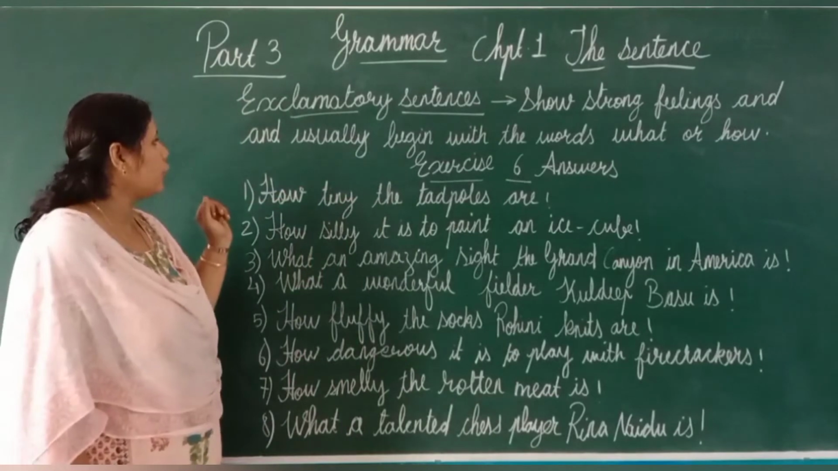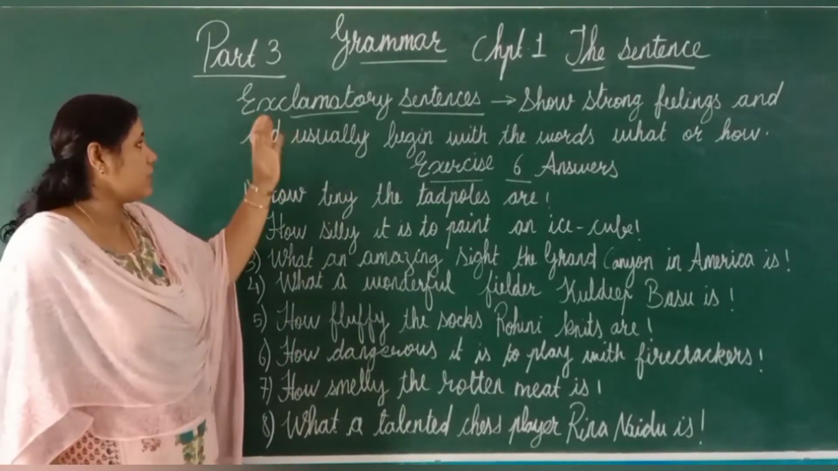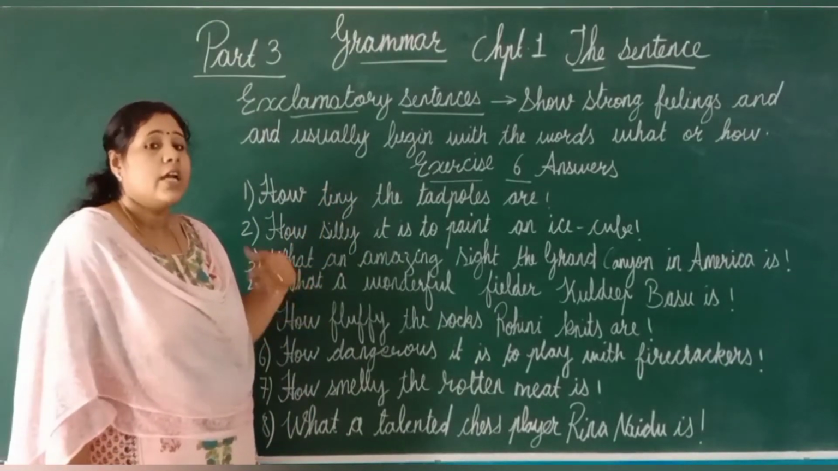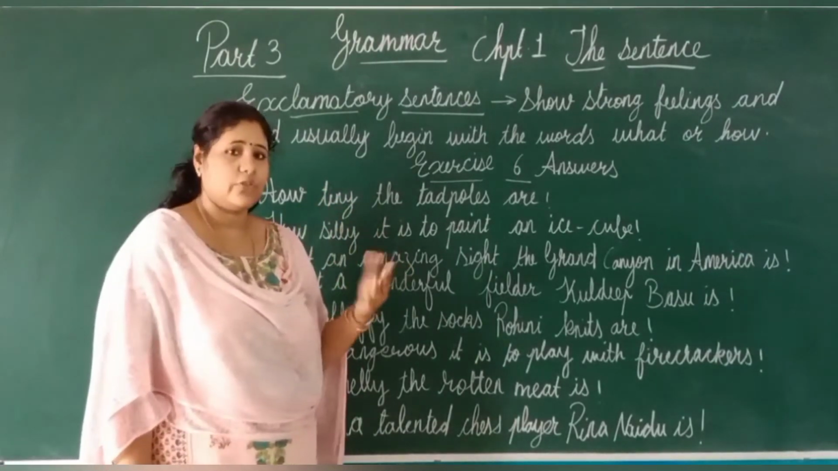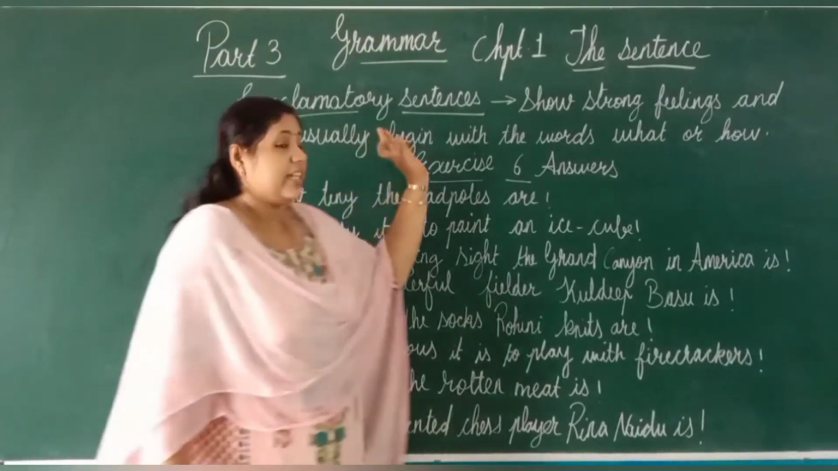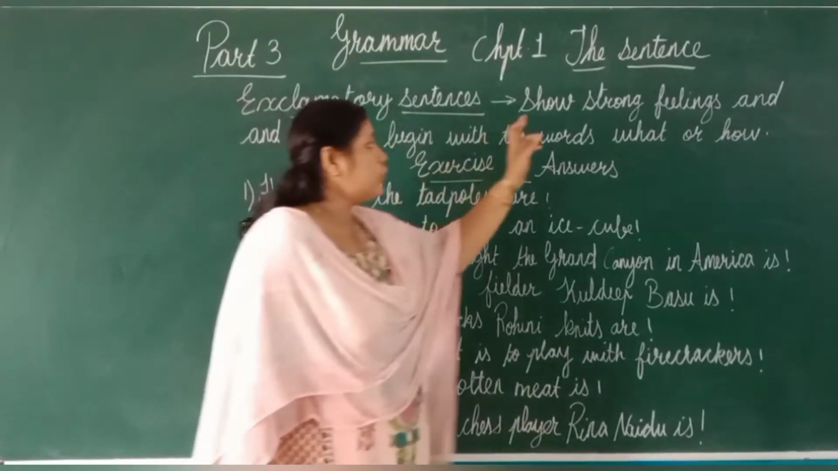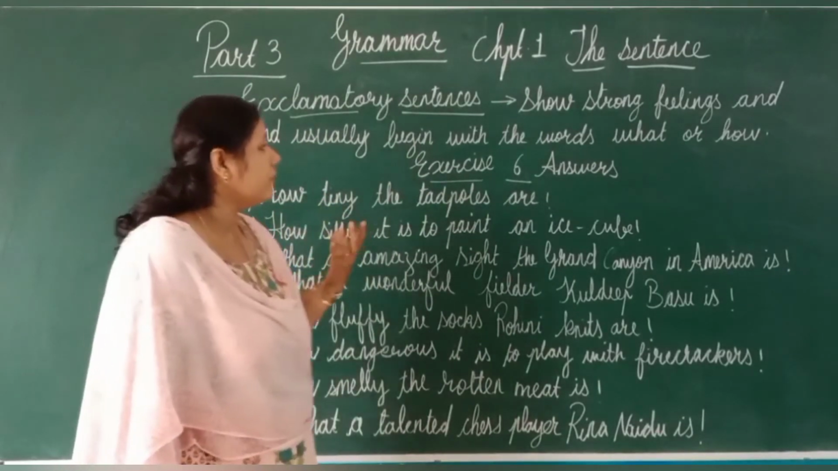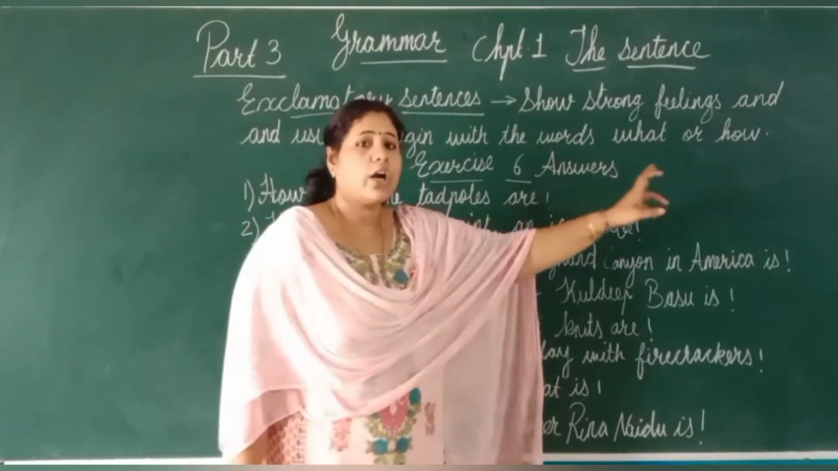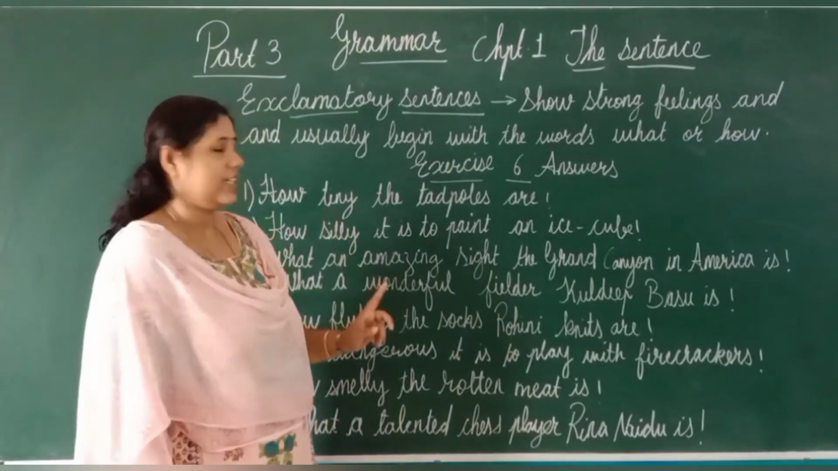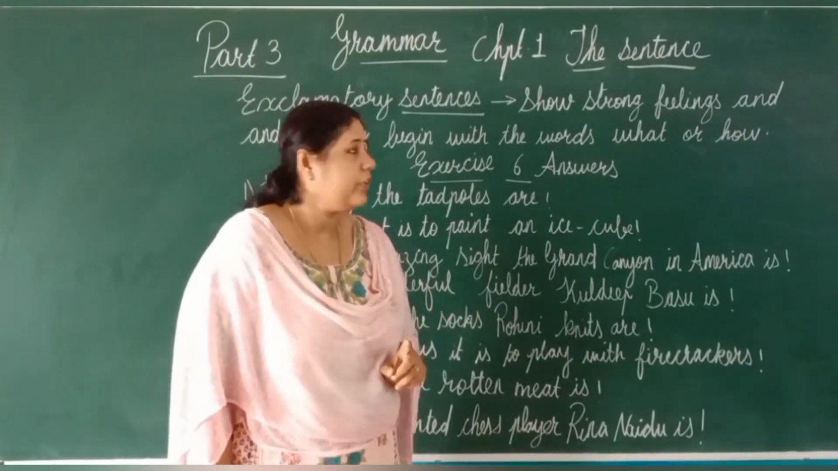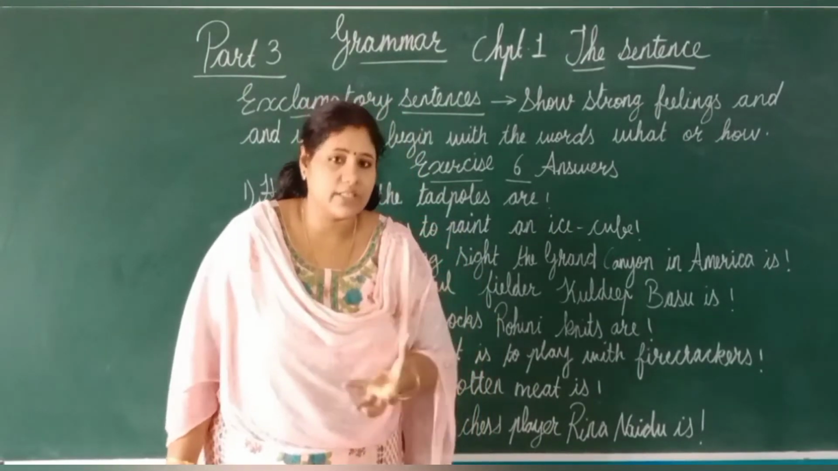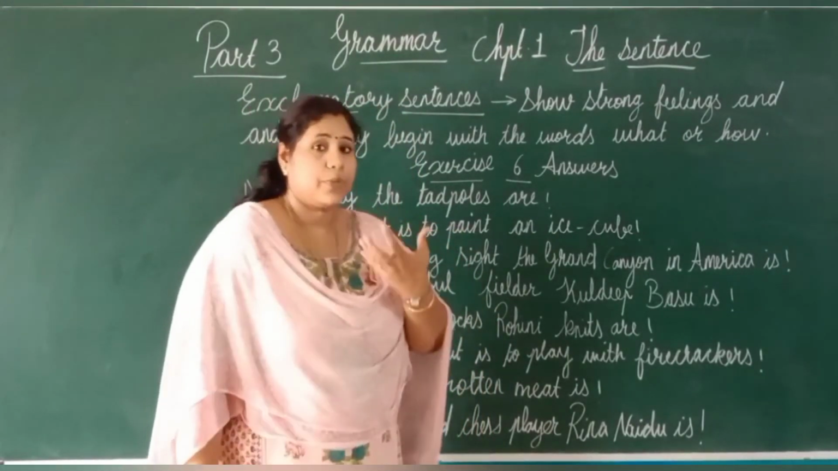So before moving on to the exercise, we should understand. Let's revise what is an exclamatory sentence. Because this exercise is all about converting into exclamatory sentences. What is an exclamatory sentence? It shows strong feelings. Understood? And usually it begins with the words what or how. This I have already explained to you in the second part of the video. So a sudden feeling for something or some person. Understood? So you express it.